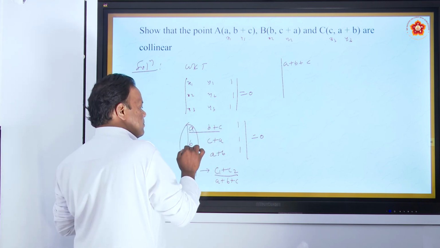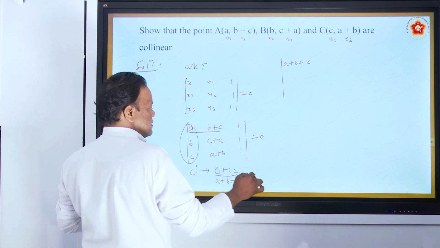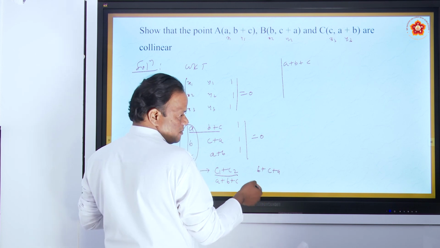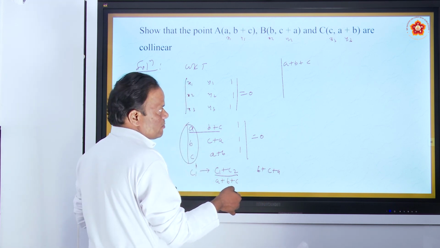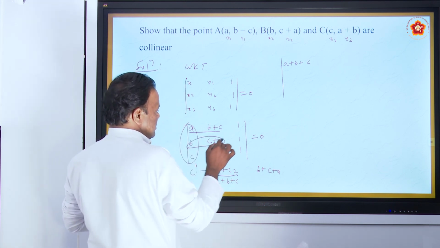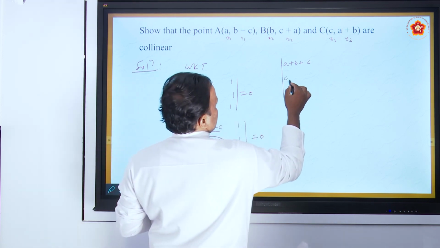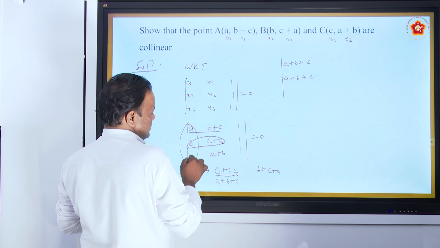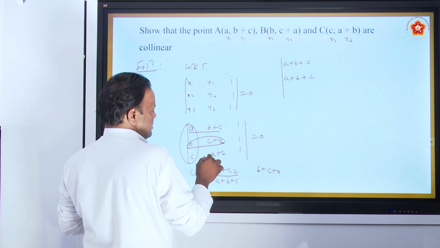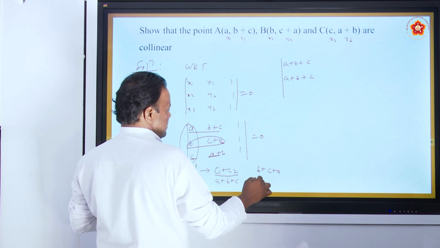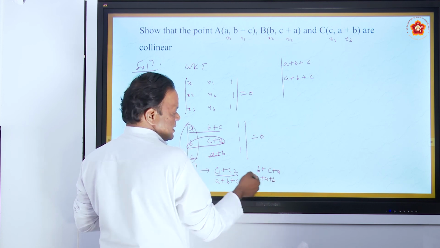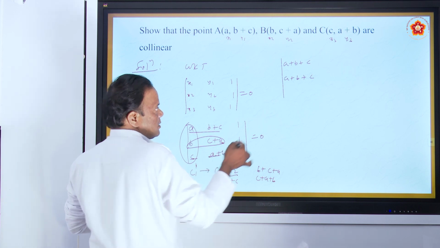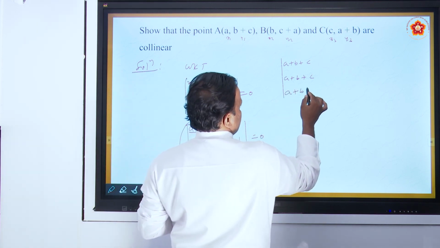Here also, B and C plus A, we have to add. B plus C plus A is nothing but again A plus B plus C, no? Because addition is commutative. Here also we can write, adding these two, A plus B plus C, correct? Here in C1, adding these two, C plus A plus B is nothing but once again A plus B plus C, same. Adding C1, C2, this also gives A plus B plus C.